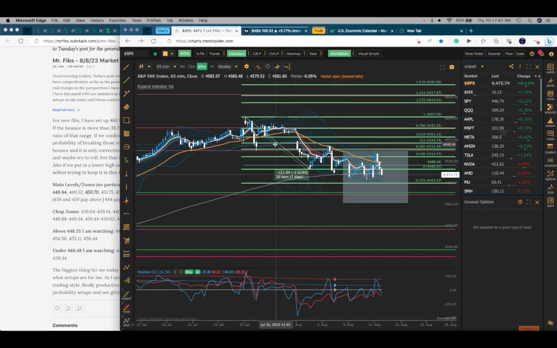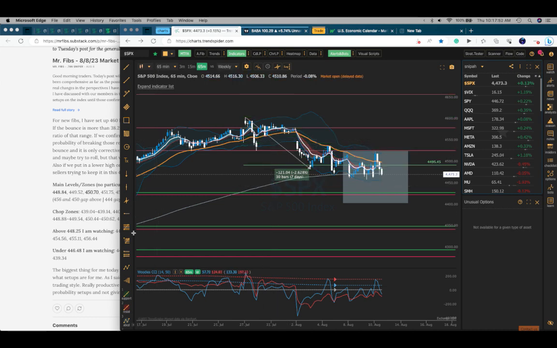if I delete this fib, take this, and then we're going to do trend-based fib, high to low, to right here. That one is right here. Look at that. Boom. This is exactly what I mean as far as the symmetry. And then we have that 200 EMA, and then this rolling over here.